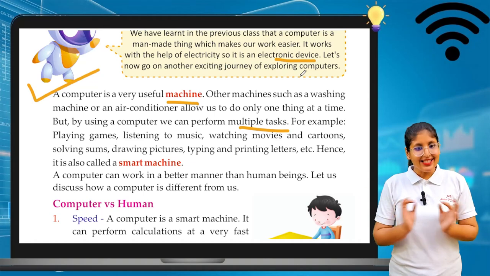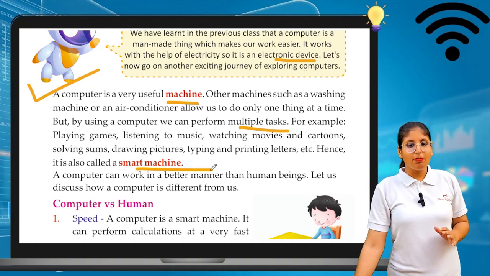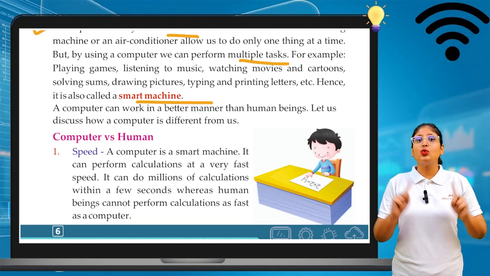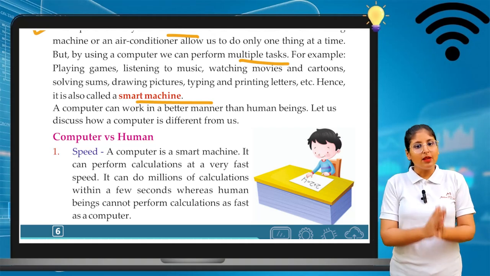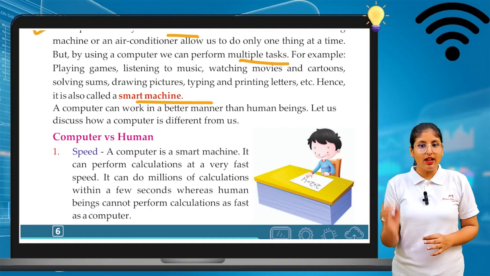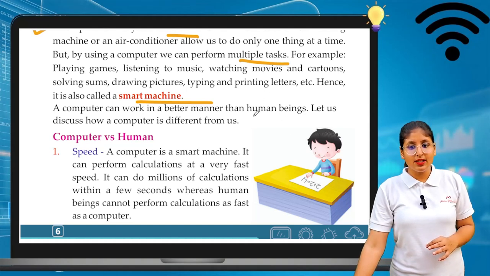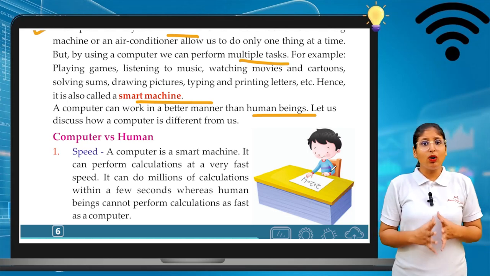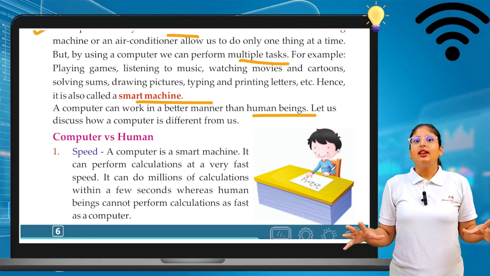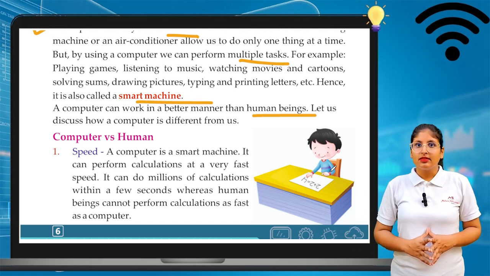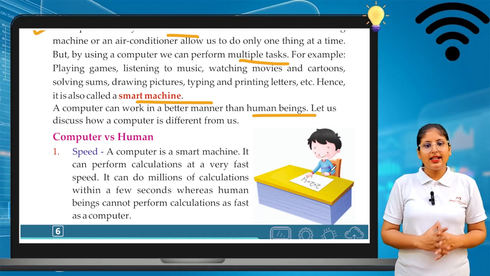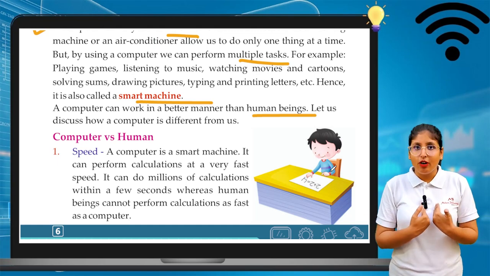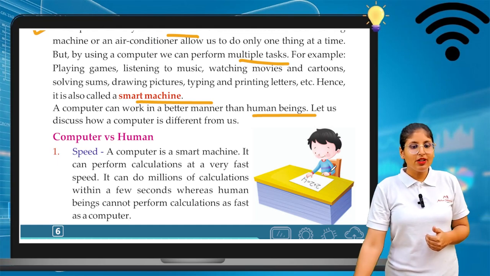Hence it is called a smart machine. The computer is known as a smart machine because with the help of computer we can do lots of things. A computer can work in a better manner than human beings. The work of computer should be neat and clean, accurate and up to the mark. So let us discuss how a computer is different from us. Computer versus human.